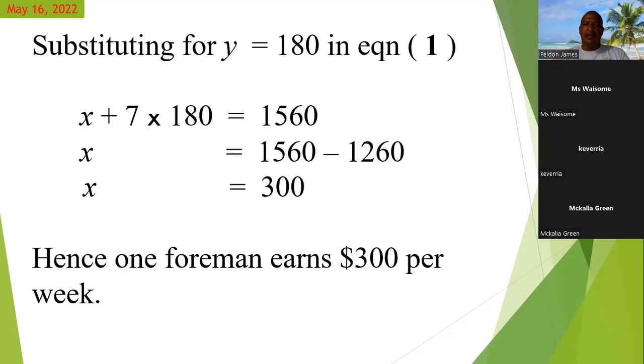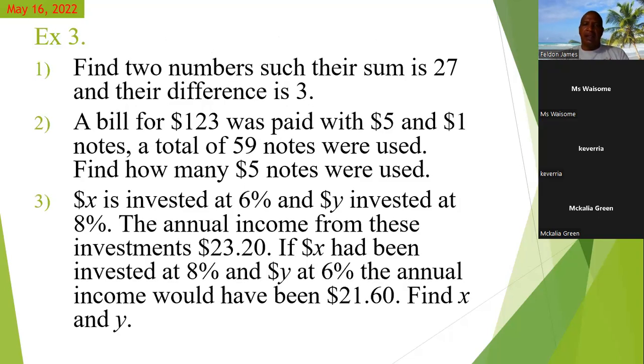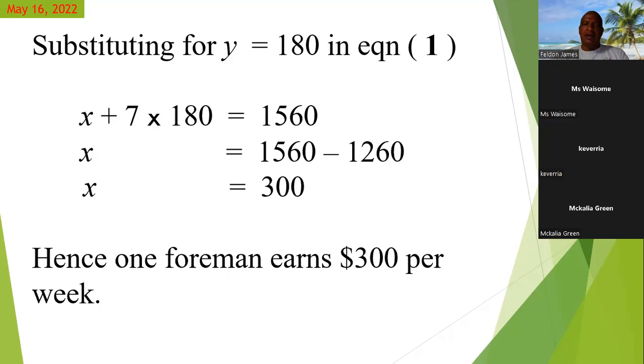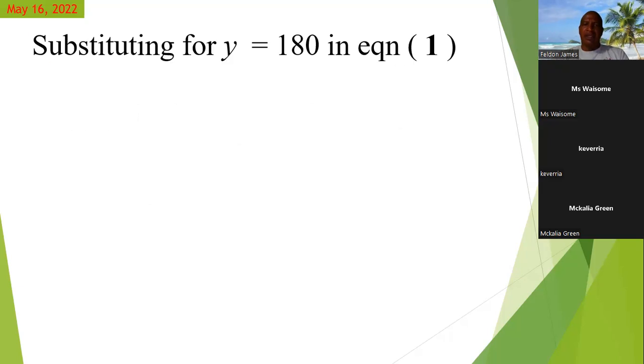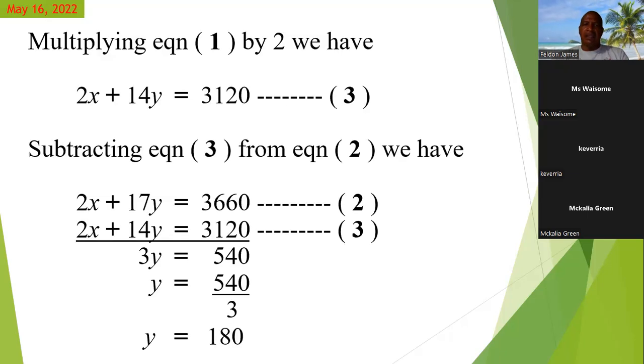All right, and so we would know that 1 foreman earns $300 per week. And we would have known from the previous case that 1 man earns $180 per week.